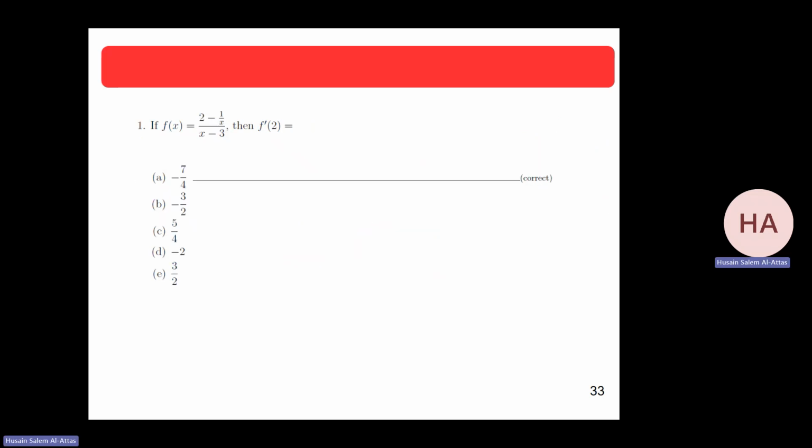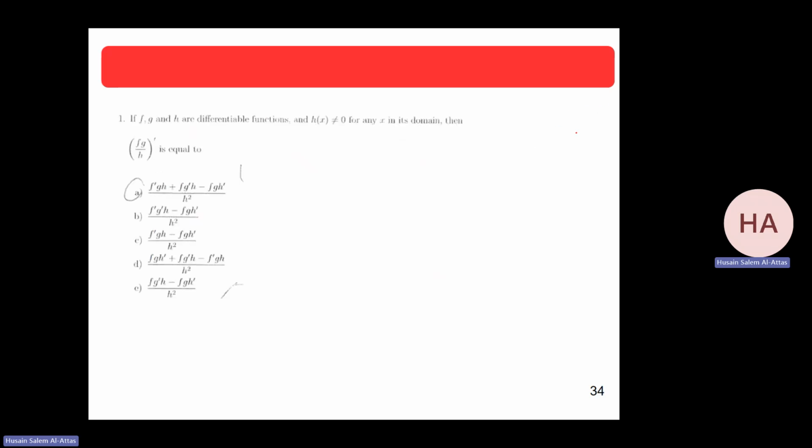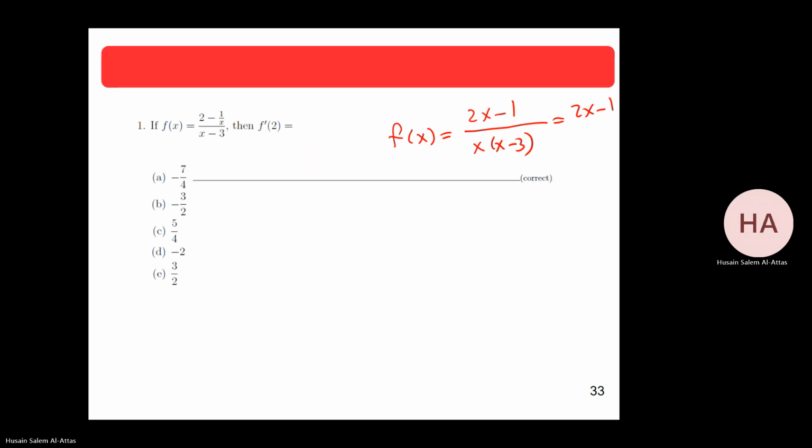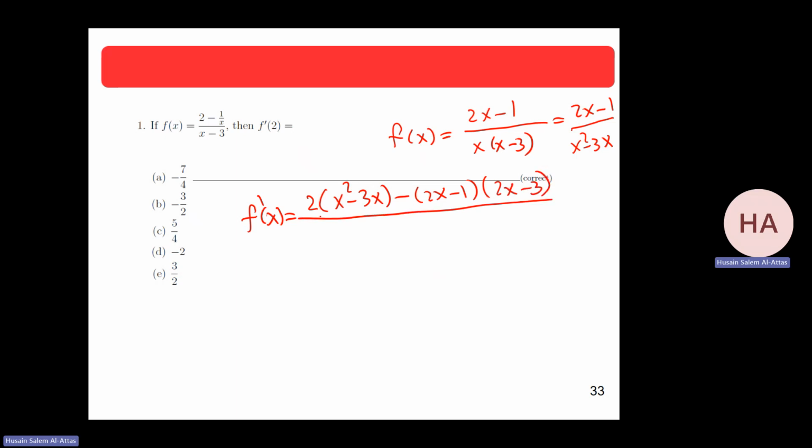Yeah, I need to simplify the function first. f of x will be what? 2x minus 1 over x times (x minus 3). In other words, it will be 2x minus 1 over x squared minus 3x. Yeah, I just simplify it. Okay, now f prime: derivative of the numerator, 2, times the denominator, minus the numerator times the derivative of the denominator, which is 2x minus 3, over (x squared minus 3x) all squared.